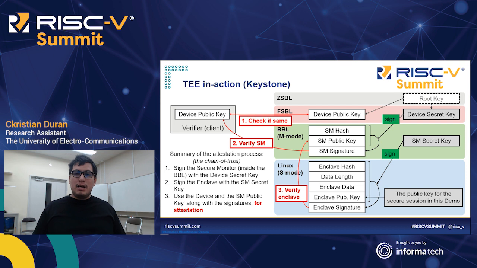From here, you can use the generated signatures and public keys to perform authentication at the stations. A verifier can check if the public key is correct, and also verify the signature of the secure monitor from the device root key. Finally, it can verify that the enclave is authenticated by the secure monitor itself. So every execution process is provided by an authenticated source, in this case, the secure monitor.